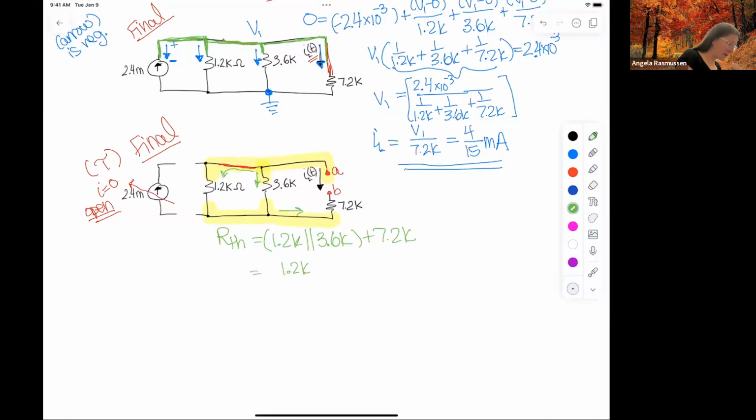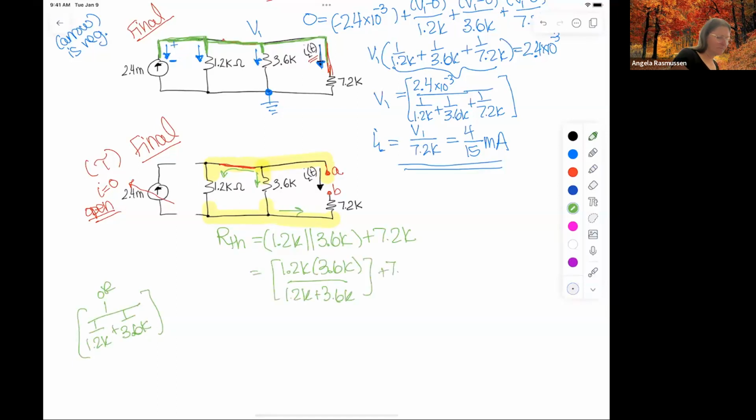And remember, for the parallel form, you can write this as either this form, or you can write it as 1 over 1.2K plus 1 over 3.6K, whatever way you like to write it. And that ends up being 8.1K.